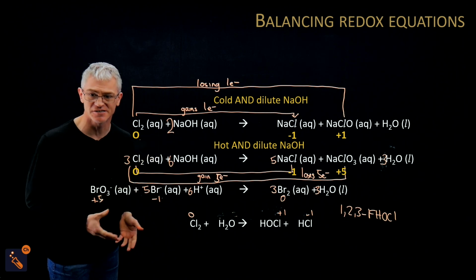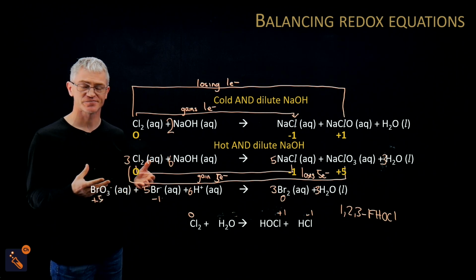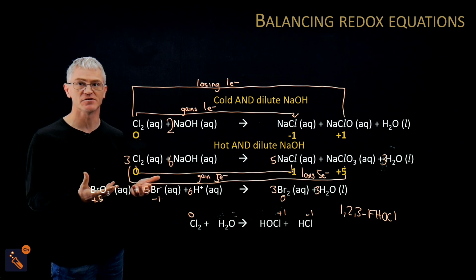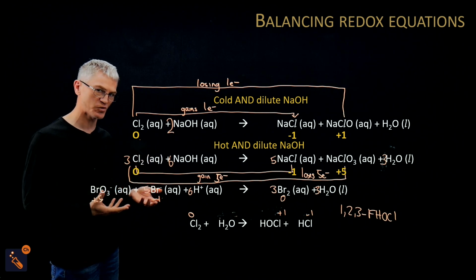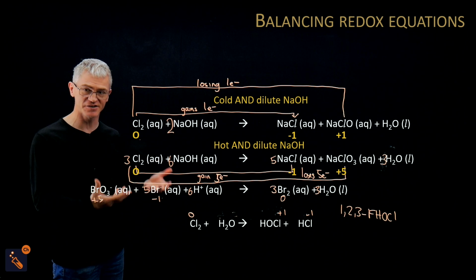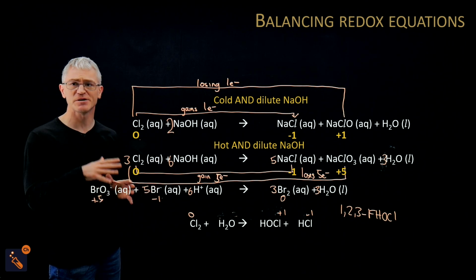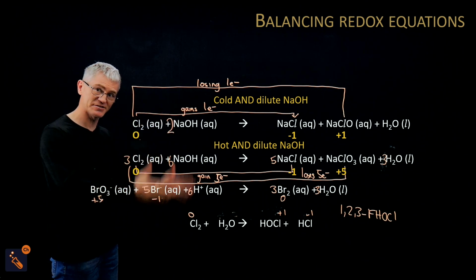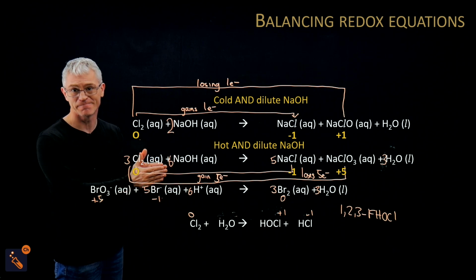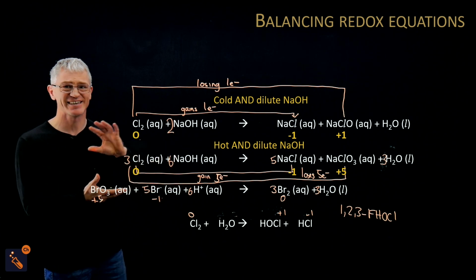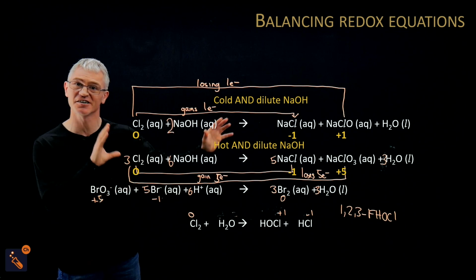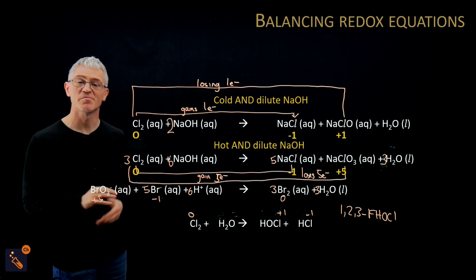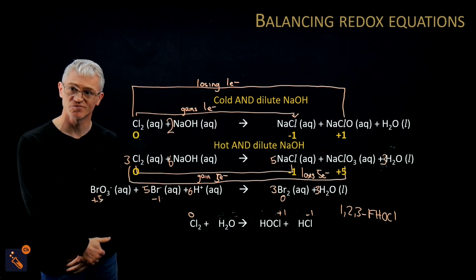But the same process. Now, what you can do is if you get another way of doing it, which I'm not going to show here because I think it's a worse way of doing it, but you can if you want, is you can split your equation into half equations, then balance the half equations, and then put them back together. This is better, so I don't do it. So I hope that explains to you how to balance redox equations.